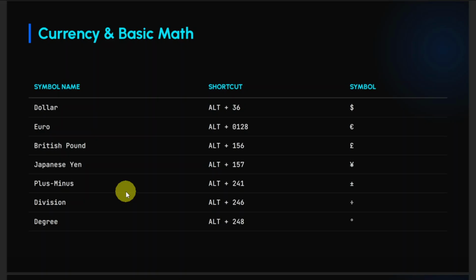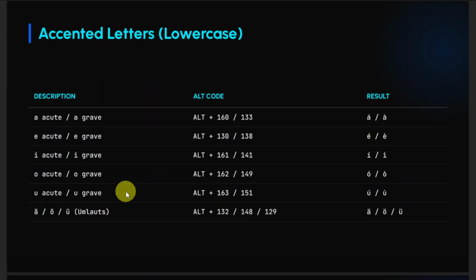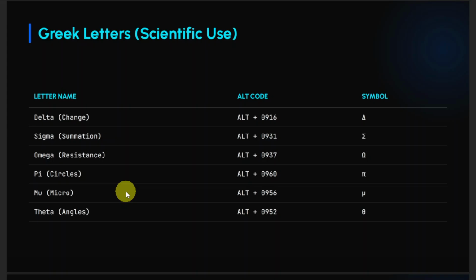These are the symbols that we use for dollars and euros, and the shortcut to write dollars is Alt plus 36. These are also accented letters, that's how I read it. I don't know whether I'm right or not. The lowercase and uppercase, these are shortcuts. These are the Greek letters. These are very important, the Greek letters.